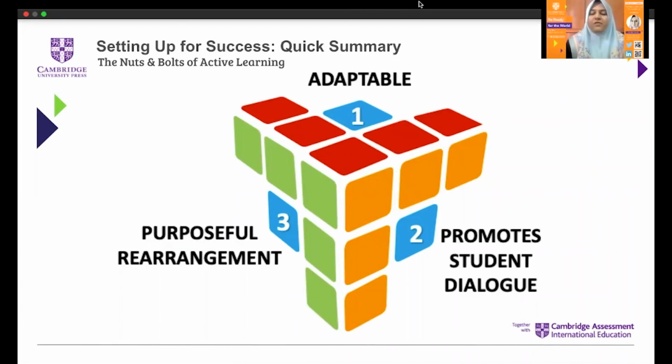Three main points to sum up the setting up of the classroom to facilitate active learning are: 1, the layout must be adaptable to changes to create a more productive learning space to further support active learning activities or strategies planned. 2nd, the arrangement must promote student dialogue to happen. And the 3rd one, rearrangement is done from time to time purposefully to facilitate a specific active learning activity or strategy.